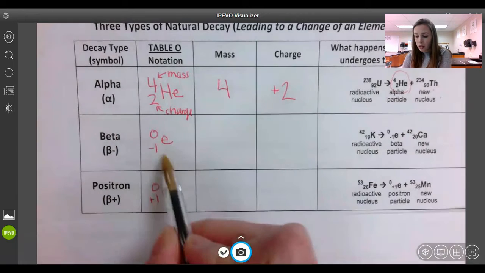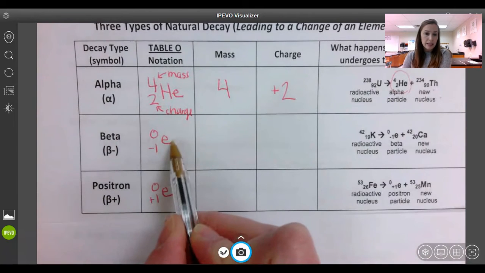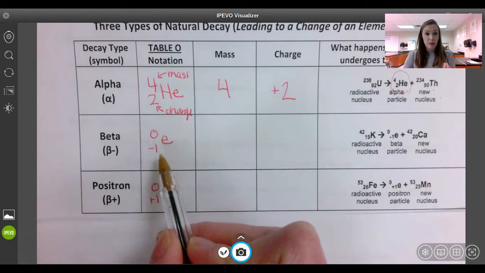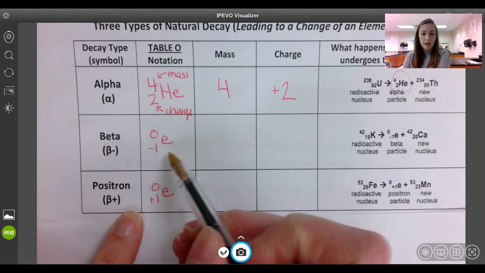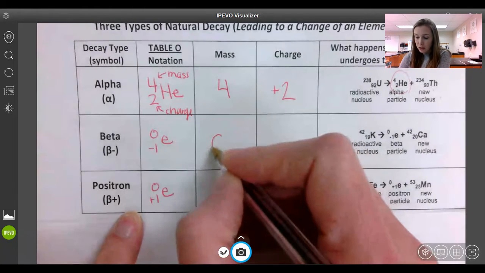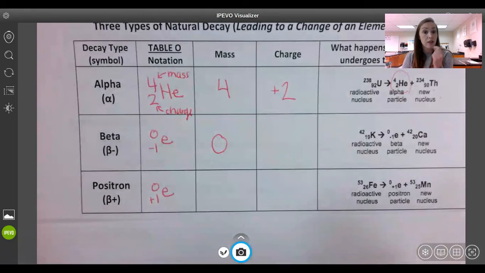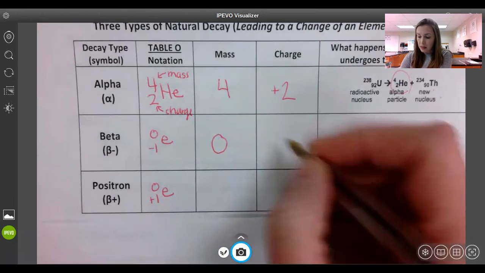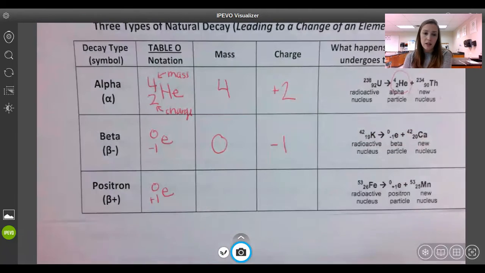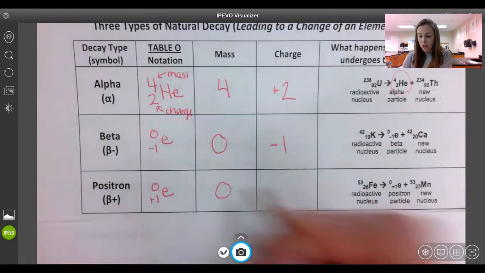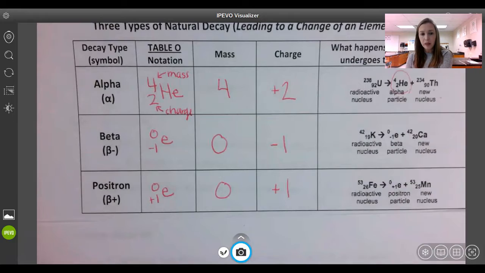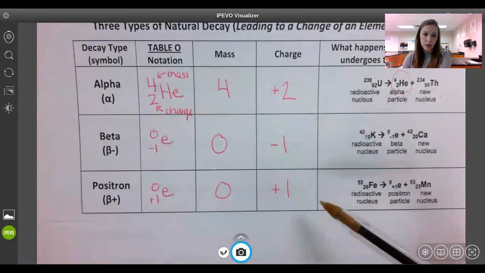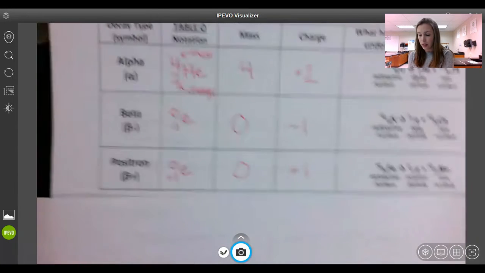A beta particle has a 0, -1 e. So this is essentially an electron being emitted from the nucleus, which we'll talk about in class and you'll see some more videos on. So with this one, it has a mass essentially of 0. You know, electrons have a really, really tiny fraction of a mass, and then it has a charge of -1. A positron is actually very similar to a beta particle. They have essentially this mass of 0, but it has the opposite charge, +1. So those are the three types of decay particles that could get emitted from an unstable nucleus.